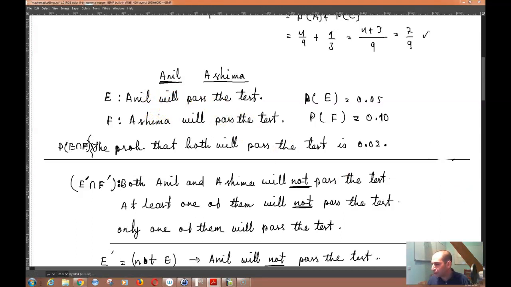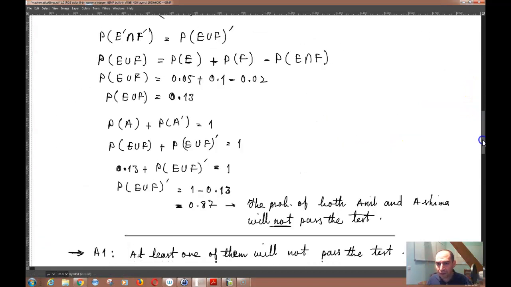So now in order to write that mathematically, what we need to do is that the event only one of them will qualify the examination is the same as the event either Anil will qualify and Ashima will not qualify, or Anil will not qualify and Ashima will qualify. So we can write it this way. The event only one of them will pass the test.